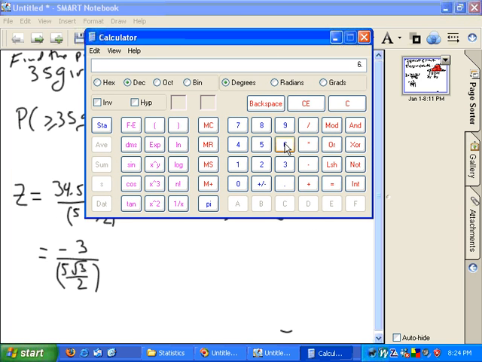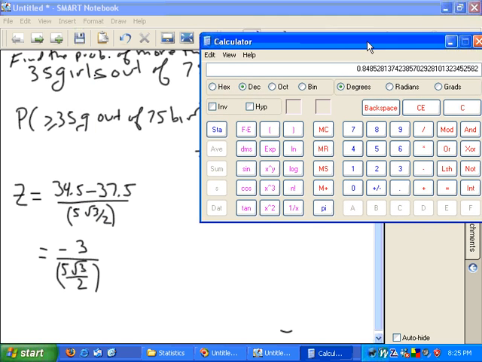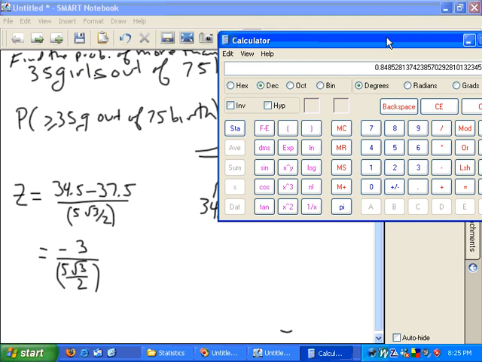Okay, so we have 6 divided by 5 times 3 raised to the 0.5. Don't worry about how I do math. Okay, we get 0.8485. This is very close to negative 0.8485.